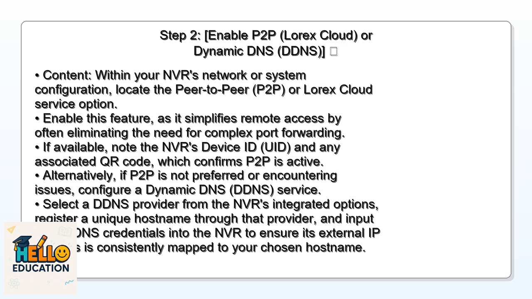If available, note the NVR device UID and any associated code, which confirms P2P is active. Alternatively, if P2P is not preferred or you are encountering issues, configure a dynamic DNS service. Select a DDNS provider from the NVR's integrated options. Register a unique hostname through that provider and input your DDNS credentials into the NVR to ensure its external IP address is consistently mapped to your chosen hostname.